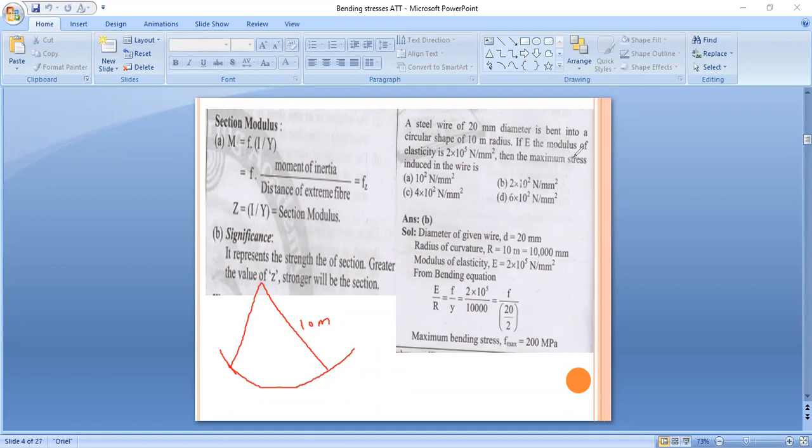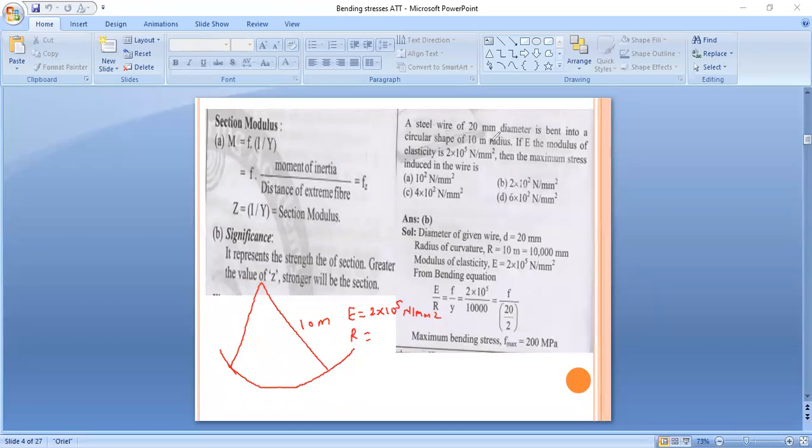After that, E, the modulus of elasticity, that is Young's modulus, is equal to 2 into 10 raised to 5 Newton per square mm. Then the next part is given: the maximum stress induced in the wire is how much? So E is given, radius of curvature R is given, and the diameter is 20 mm.